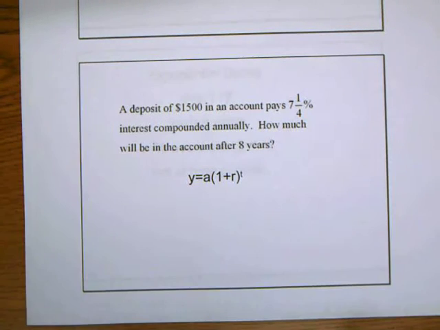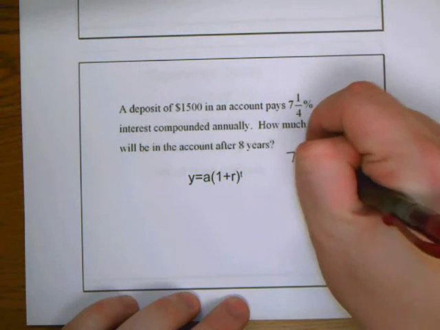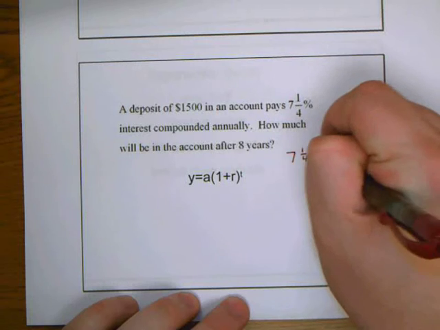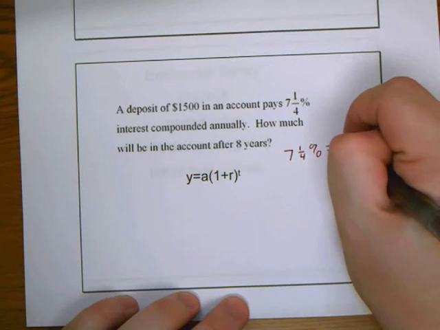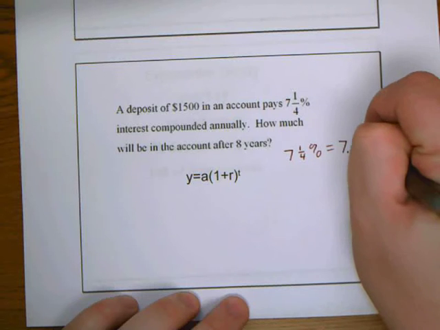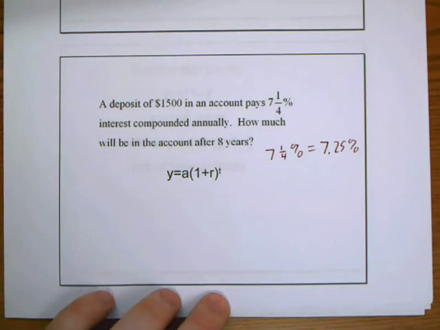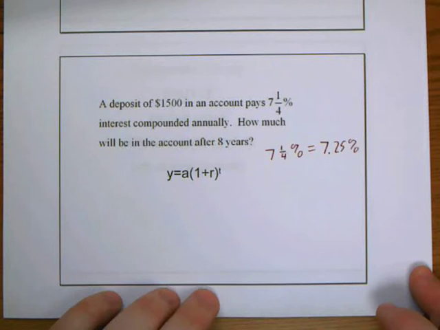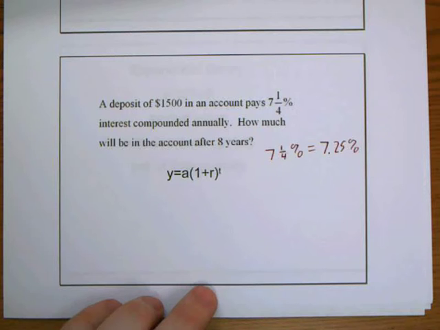All right. I want you guys to try the next one. Before you pause the video, I'm just going to give you a little help, a little hint. 7 1/4% is the same thing as 7.25%. All right? I'm going to ask that the substitute pause the video and let you guys try this on your own.